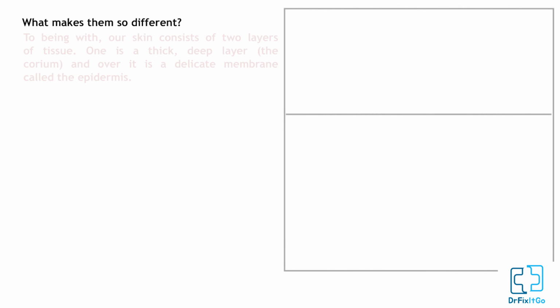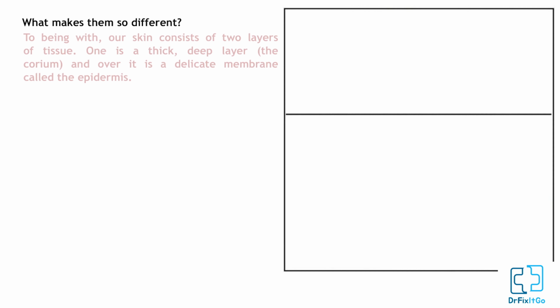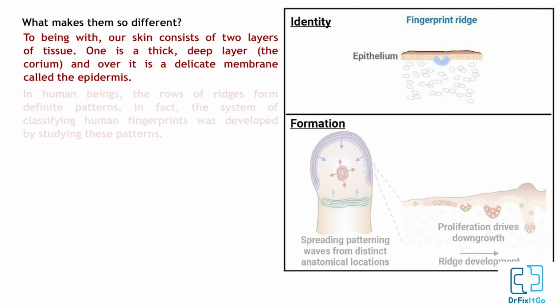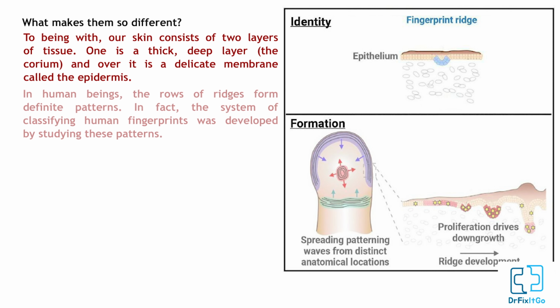What makes them so different? To begin with, our skin consists of two layers of tissue. One is a thick, deep layer, the corium, and over it is a delicate membrane called the epidermis. In human beings, the rows of ridges form definite patterns. In fact, the system of classifying human fingerprints was developed by studying these patterns.